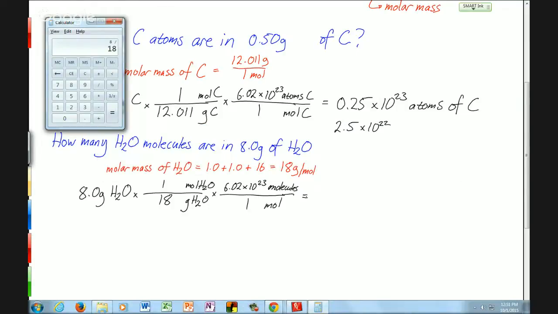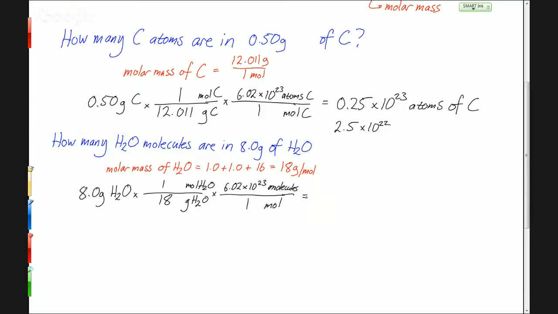8 divided by 18 times 6.02 would be 2.7 times 10 to the 23rd. Molecules of water. Yep. How did you get the 16?